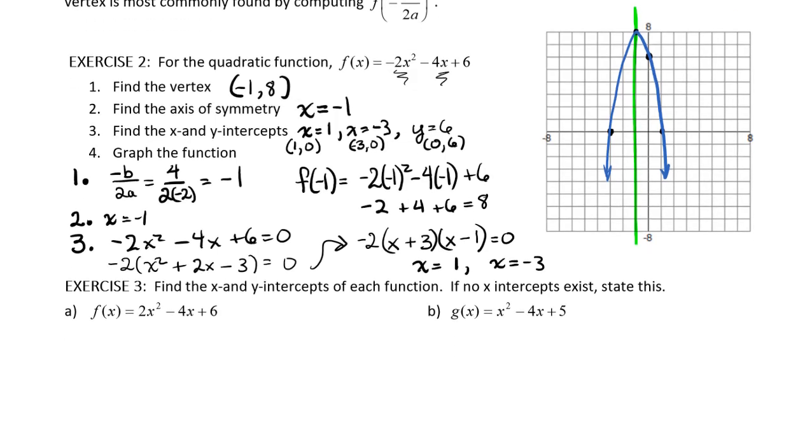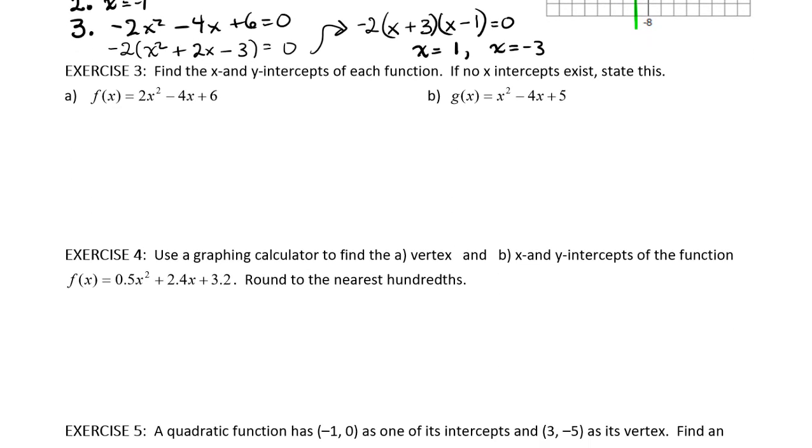Let's try a few more. We need to find the x and y intercepts of each function. If no x-intercepts exist, state this. So finding the x-intercepts for both, we could use the quadratic formula, or we could see if it would factor. Let's see if we can factor out a 2 here. That'll give me x squared minus 2x plus 3. And then if we factor that further, we'll have an x for both binomials, a negative 3. Let's see, that doesn't appear to be working.